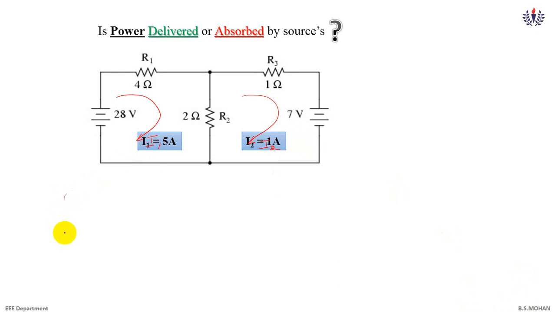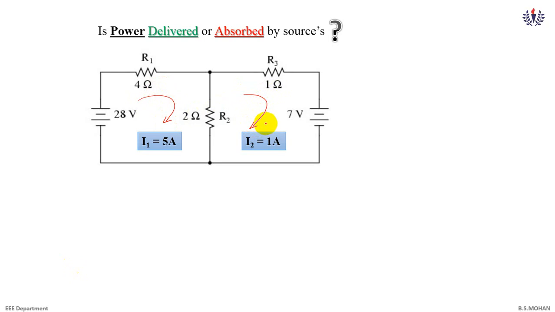As you can see, these currents are 5 amp and 1 amp. You can solve by yourself and check whether the currents are the same or different. Remember, I applied mesh analysis and found this current in clockwise direction as 5 amps, and similarly here I applied current in clockwise and found the current as 1 ampere. Now from here we'll see how to find power.